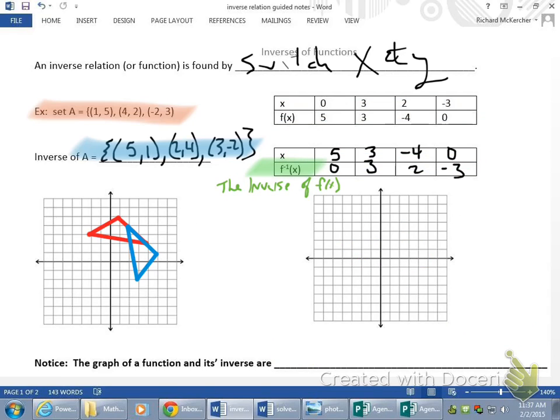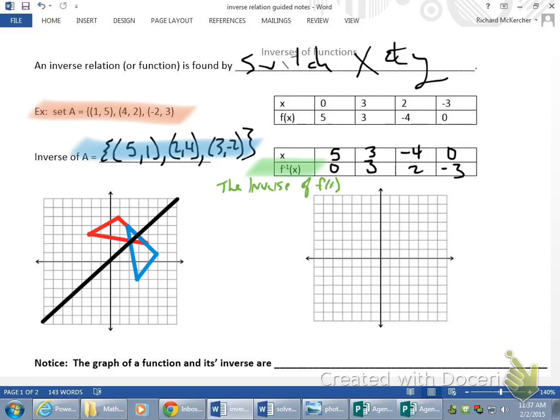Alright, sorry about that. But as you can see, if I make the red into a triangle and the blue into a triangle, it's a little easier to see that there is something going on here. Okay, and it is a reflection. If you'll turn your paper sideways, you'll see that this is a perfect mirror image of each other if this is the center line, the y equals x line.